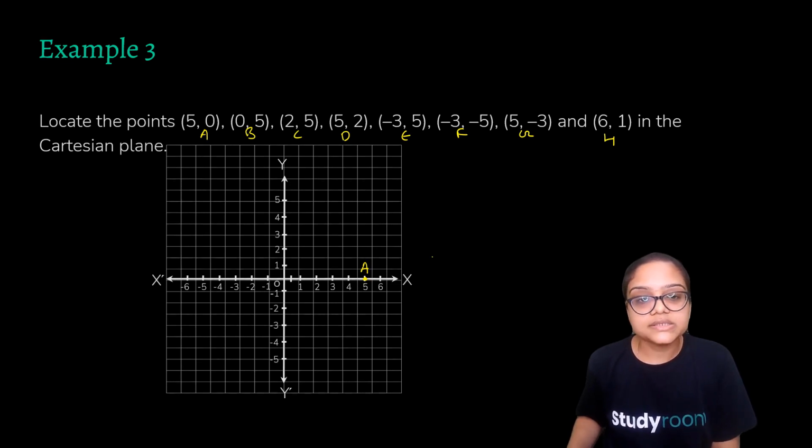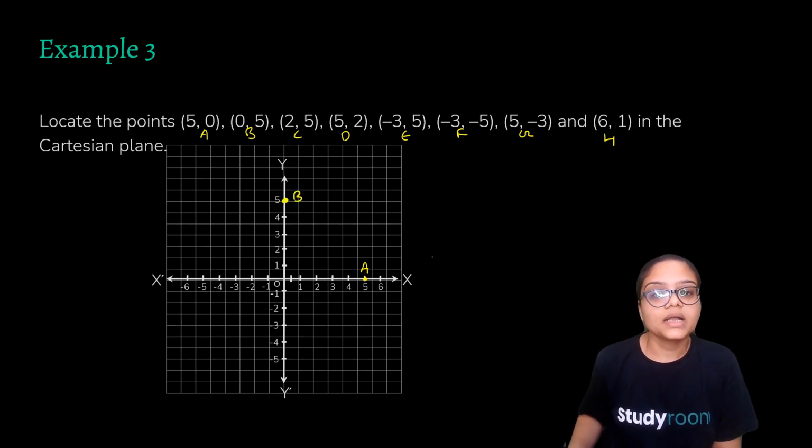Now next is (0, 5). So 0 distance move, nothing, origin. Then move towards y. How many? 5. So just move towards y, and we'll get this. That would be B, (0, 5).